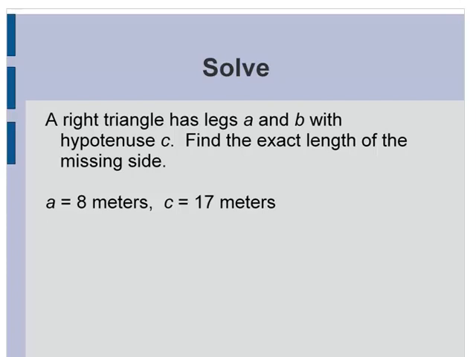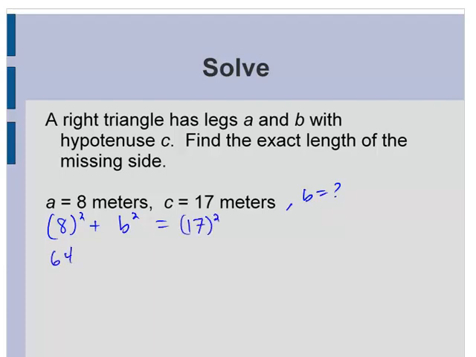All right, why don't you pause and try this one out on your own. Find the exact length where A is equal to 8 meters and C is equal to 17 meters. Applying the Pythagorean theorem, we would have 8 squared plus, oh wait, now in this one, the B is the unknown. B squared equals 17 squared.